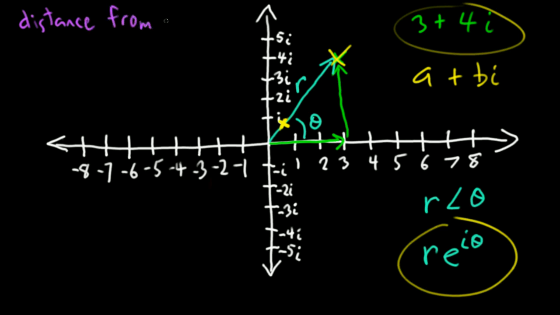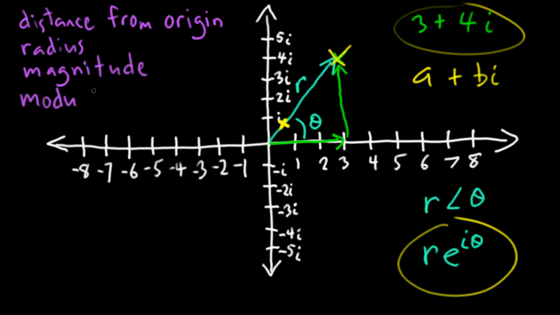Now, I've called this probably 3 or 4 things already just today. I've called it the distance from the origin, I've called it a radius, I've called it probably a magnitude. It's also sometimes called a modulus, and it's sometimes called an amplitude. It's amazing how many different words we have for the same thing. But this r here could be referred to in any of these different ways. It's also referred to as the absolute value.